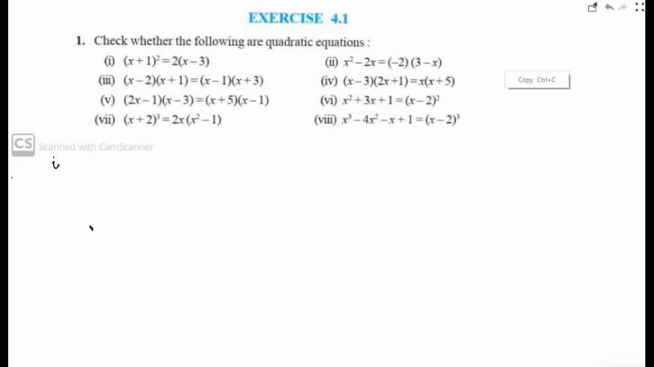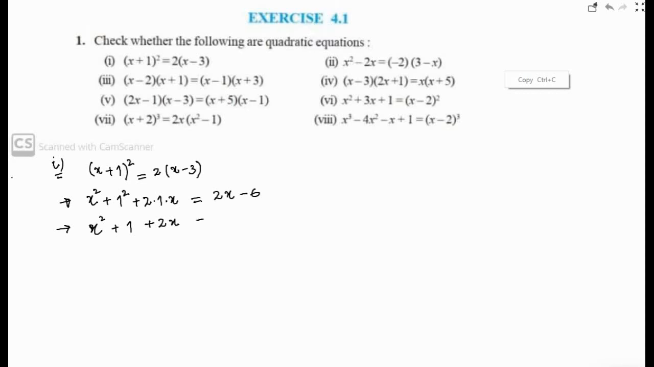So we'll start with the first part. Here it is given: (x plus 1) whole square equal to 2 times (x minus 3). We can expand this. (x plus 1) whole square is x square plus 1 square plus 2ab, which is 2 times 1 and x, so 2x. The right side is 2x minus 6. So you get x square plus 1 plus 2x equal to 2x minus 6.